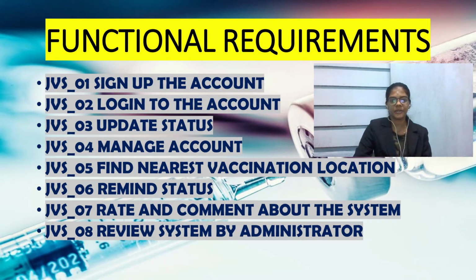Here is the list of functional and non-functional requirements of the Zoom vaccine system. The functional requirements are: first, JVS01, sign up the account. Here the user will enter details, edit the details, clear the details, and submit the details. The system should prompt an error message if the account already exists.